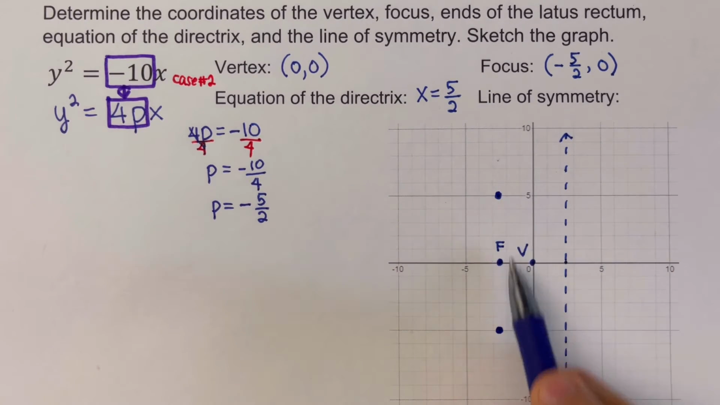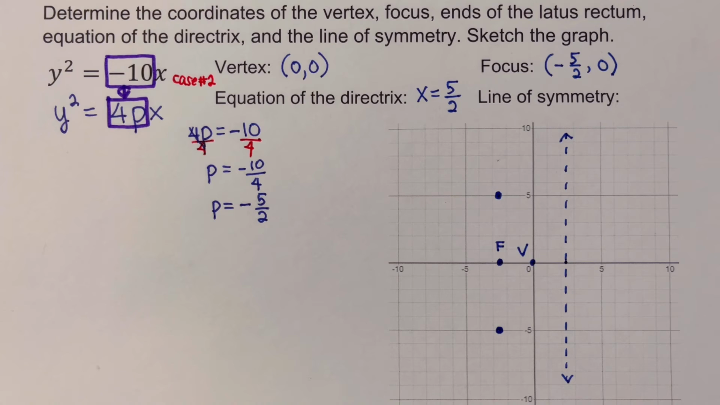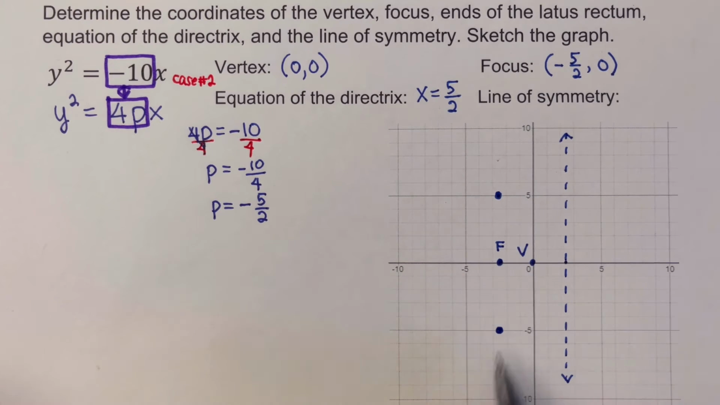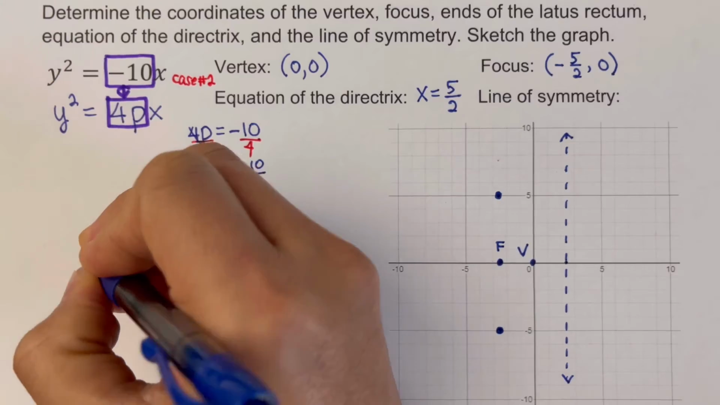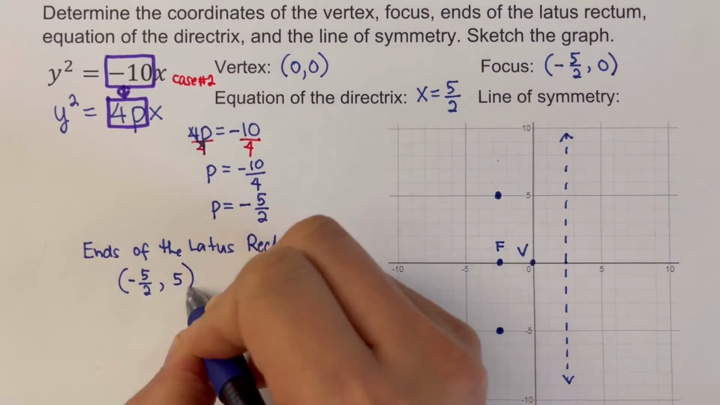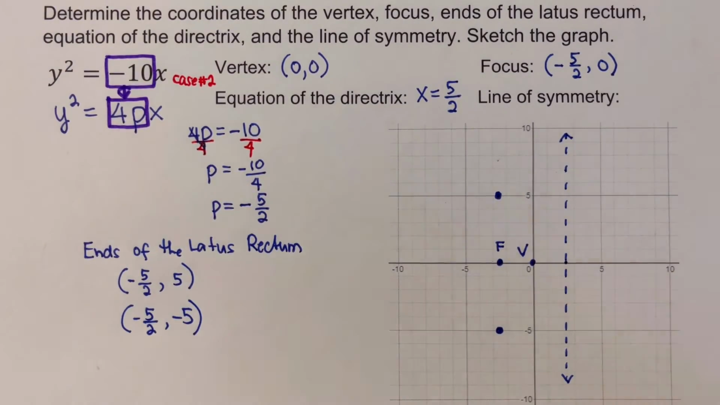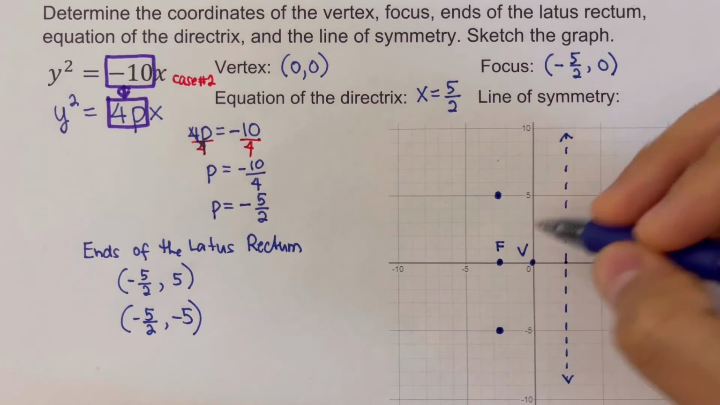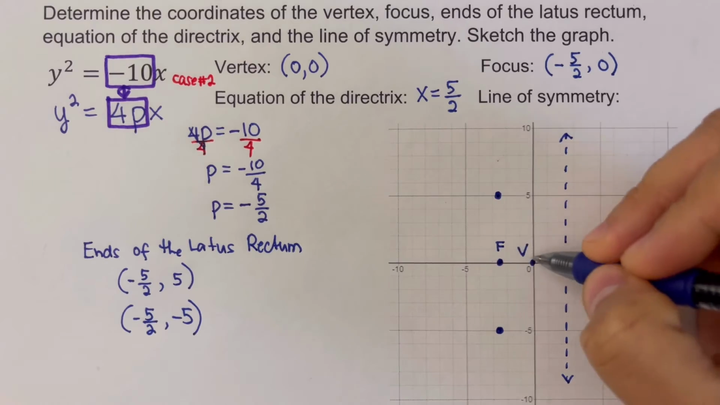So let's determine the coordinates for the ends of the latus rectum. That would be negative 5/2, 5 and negative 5/2, negative 5. So I will write the ends of the latus rectum right here. So that we can go ahead and sketch the graph since we already have the ends of the latus rectum. So I will sketch the graph up here.